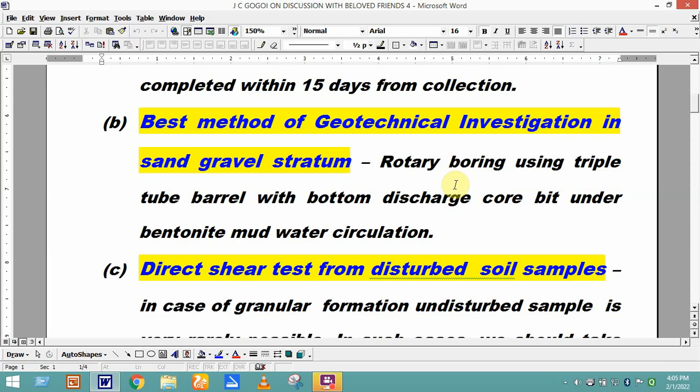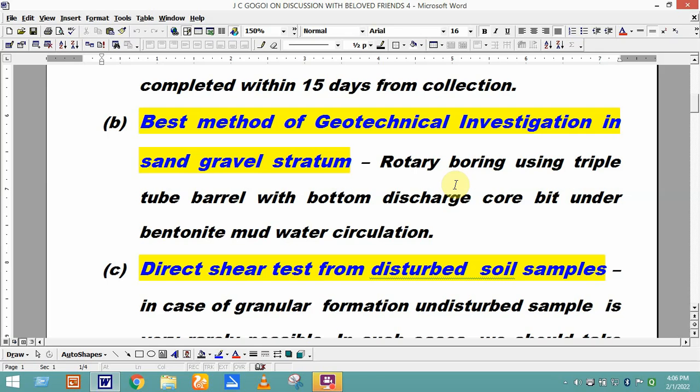First the outer tube, and second outer tube prevent the water circulation inside the soil, and the last inner tube is split type. It is made of two parts which is fitted in the core bit and inside the barrel. When we use the bottom discharge bit, water goes to the bottom edge of the barrel, and automatically we shall be getting the thorough profile.